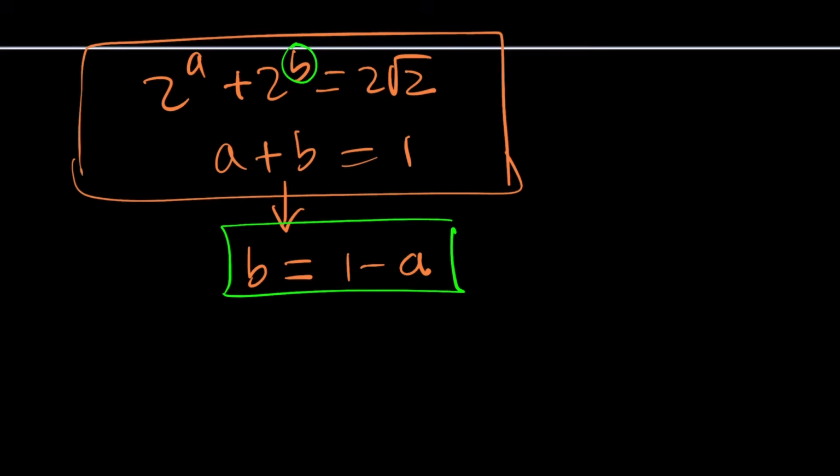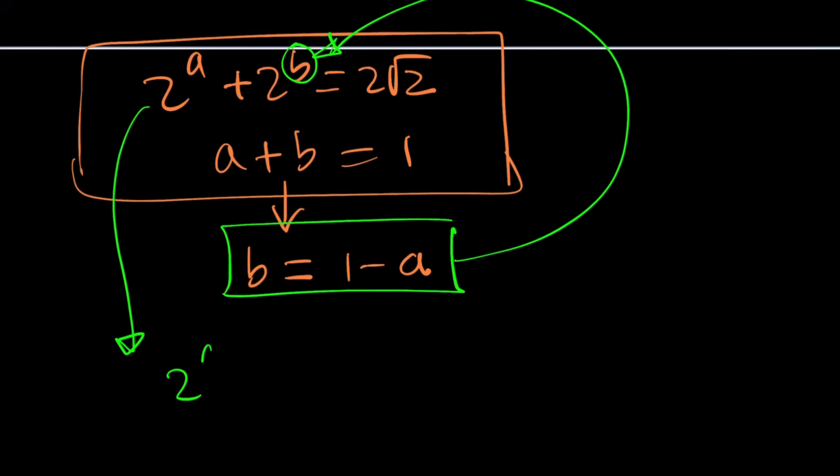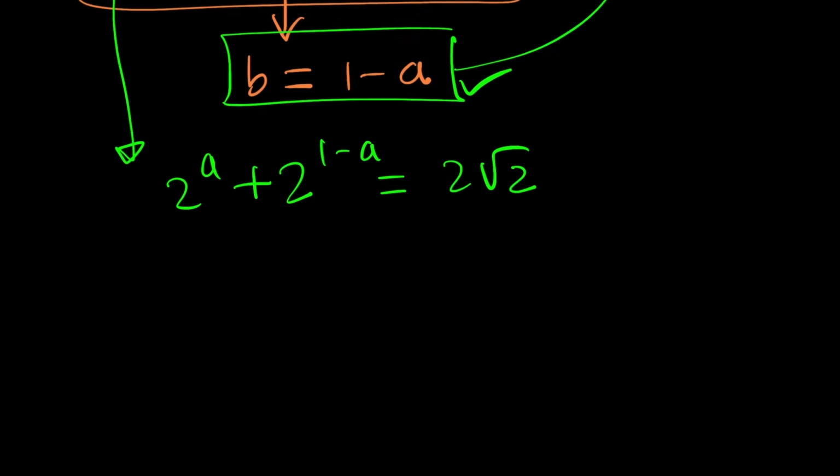And that's something we can use, like right here. Plug it in. Yay. So now we get the following: 2 to the A plus, are you following? 2 to the B. 2 to the B is 2 to the power 1 minus A because I'm replacing B with 1 minus A, remember? And that is equal to 2 root 2. Now again, we did this, but why is this so good? Does it look any better than the original? Absolutely. Because the original problem was a mess.